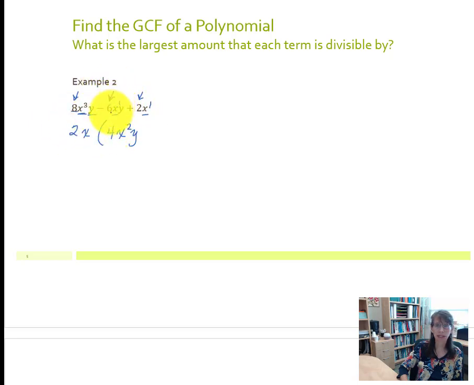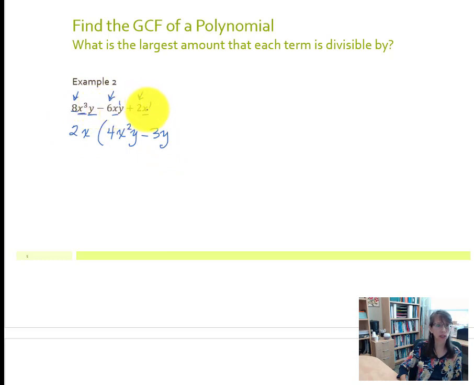2 times something needs to match negative 6. So that would be negative 3. Compare x with xy. Notice we have x completely, but we don't have y. 2x times negative 3y would match negative 6xy.